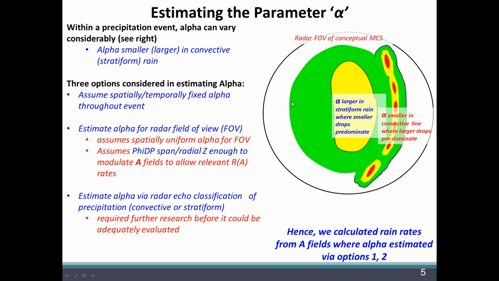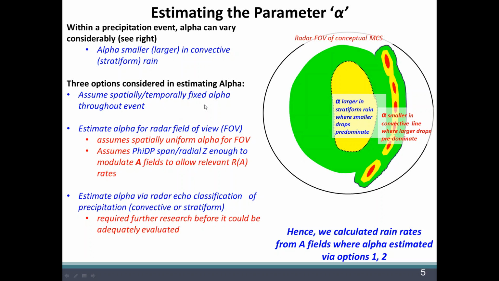So I'm going to show you just with my cursor. I've got a schematic here on the right of a conceptual MCS, with the leading convective line, and then the stratiform rain behind it. Within the convective line, you tend to have an area where there are larger drops. And from case study analysis, alpha tends to be smaller in this area. Then within the stratiform rain, where there are smaller droplets and actually higher concentrations of them, alpha tends to be larger.